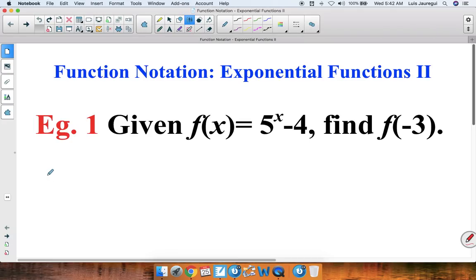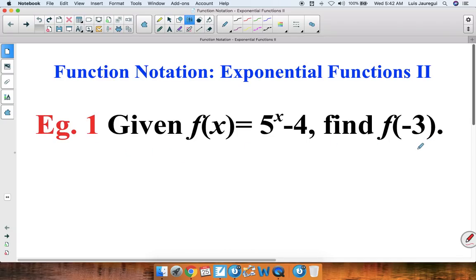Welcome. In this video we'll be analyzing function notation with exponential functions, part 2. Let's take a look at our first example. Example 1. Given f of x is equal to 5 to the x minus 4, find f of negative 3.